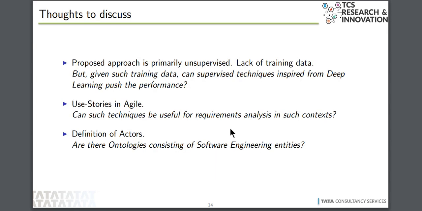To end my presentation, I would like to discuss some thoughts. As you can see, this proposed approach for extracting MSCs from use cases is primarily unsupervised because of the lack of training data. We don't have training data in which it is marked that this is the sender, this is the label, and this is the receiver. But given such training data, can supervised techniques inspired from machine learning or deep learning push the performance further?